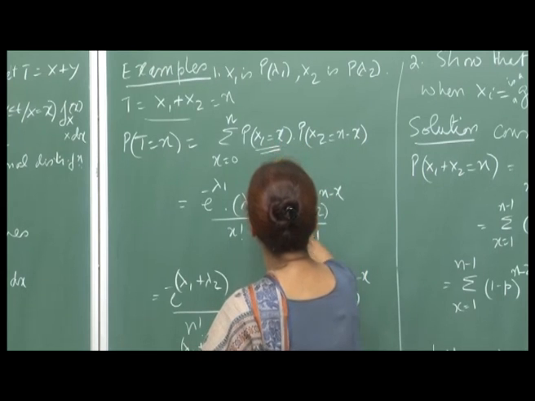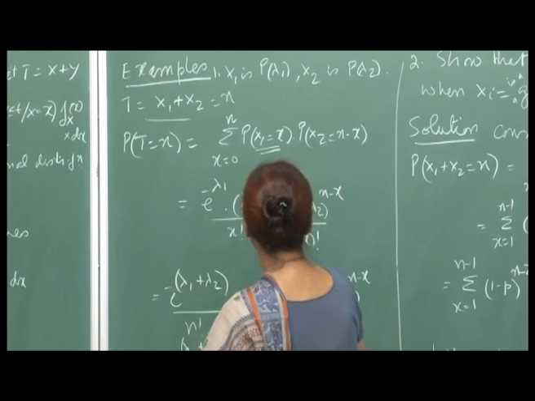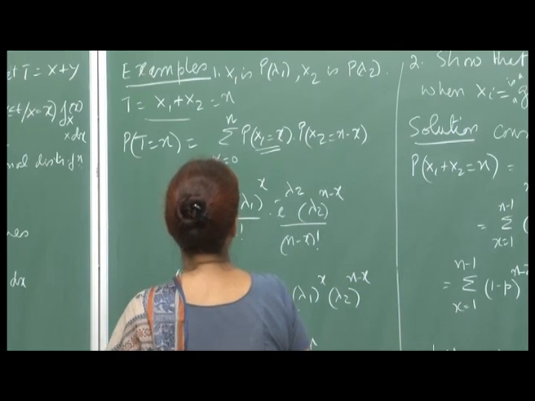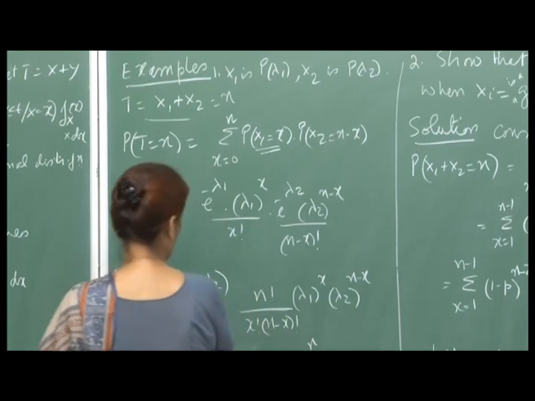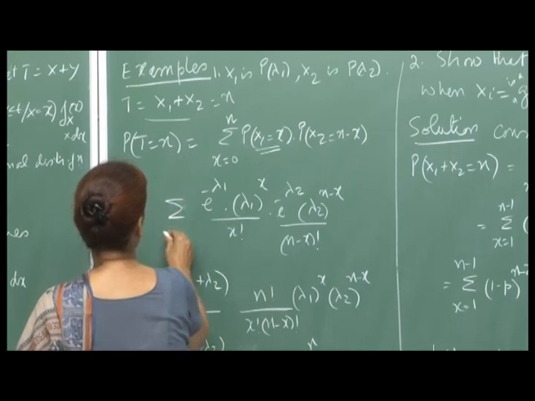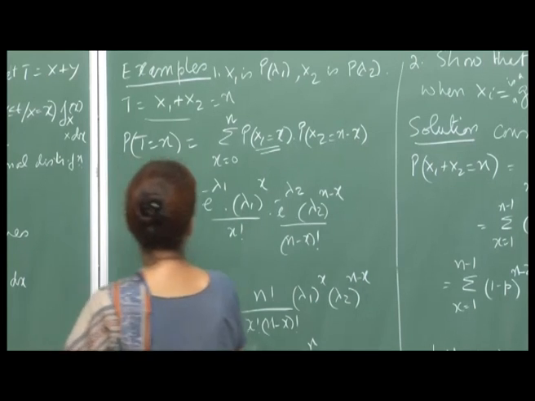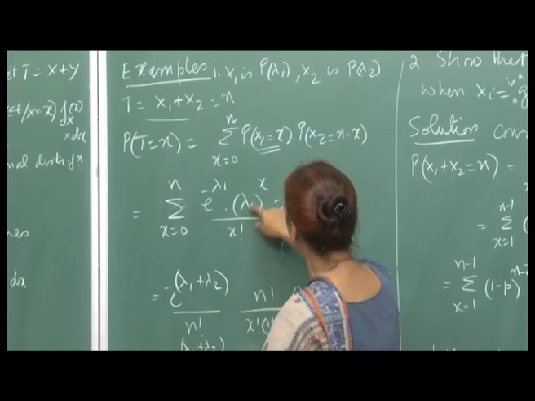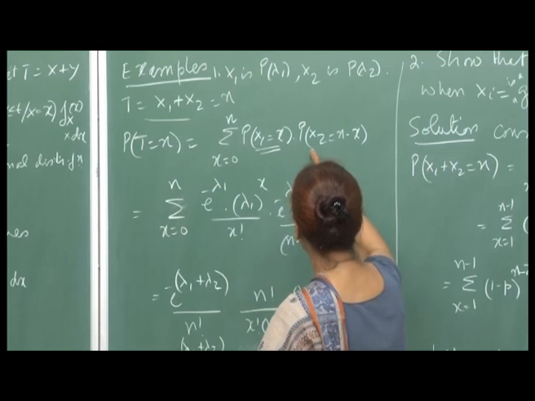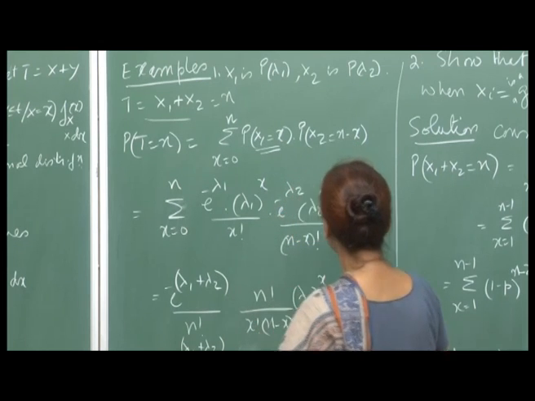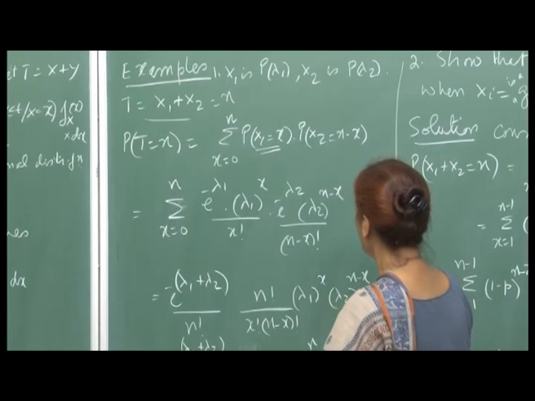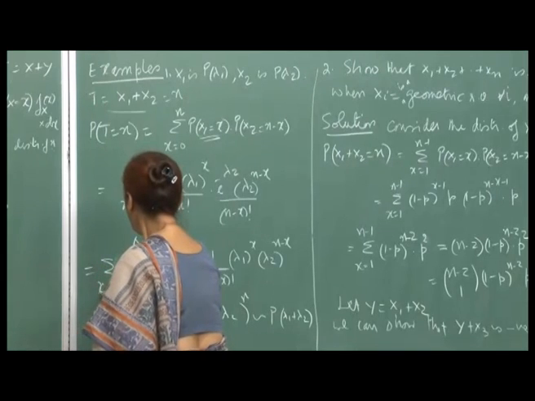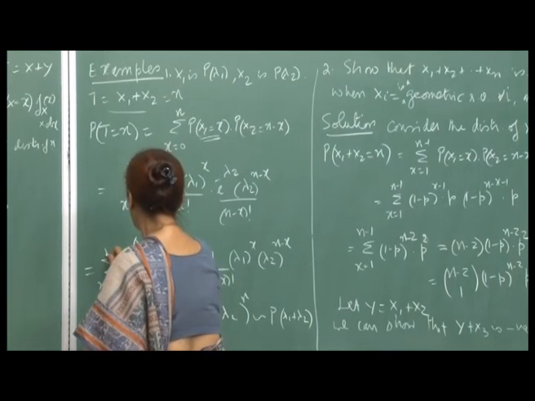Now this particular probability can be written as e raised to minus lambda 1, and we have missed out the summation, sorry, the summation with x varying from 0 to n should have been there. So this probability is e raised to minus lambda 1 times lambda 1 raised to x upon x factorial, and this probability would be e raised to minus lambda 2 times lambda 2 raised to n minus x upon n minus x factorial, and here also the summation with x varying from 0 to n.